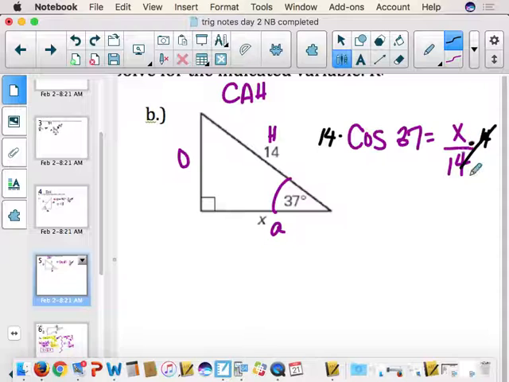So again, we're trying to get X by itself, so we multiplied both sides by 14, and go ahead and type that into your calculator. 14 times the cosine of 37. Let me type it again. What's written right there? I got confused. Right? And what are we getting? Yep, we need to round that to 11.2, just because the number after the 1 was 5 or bigger.